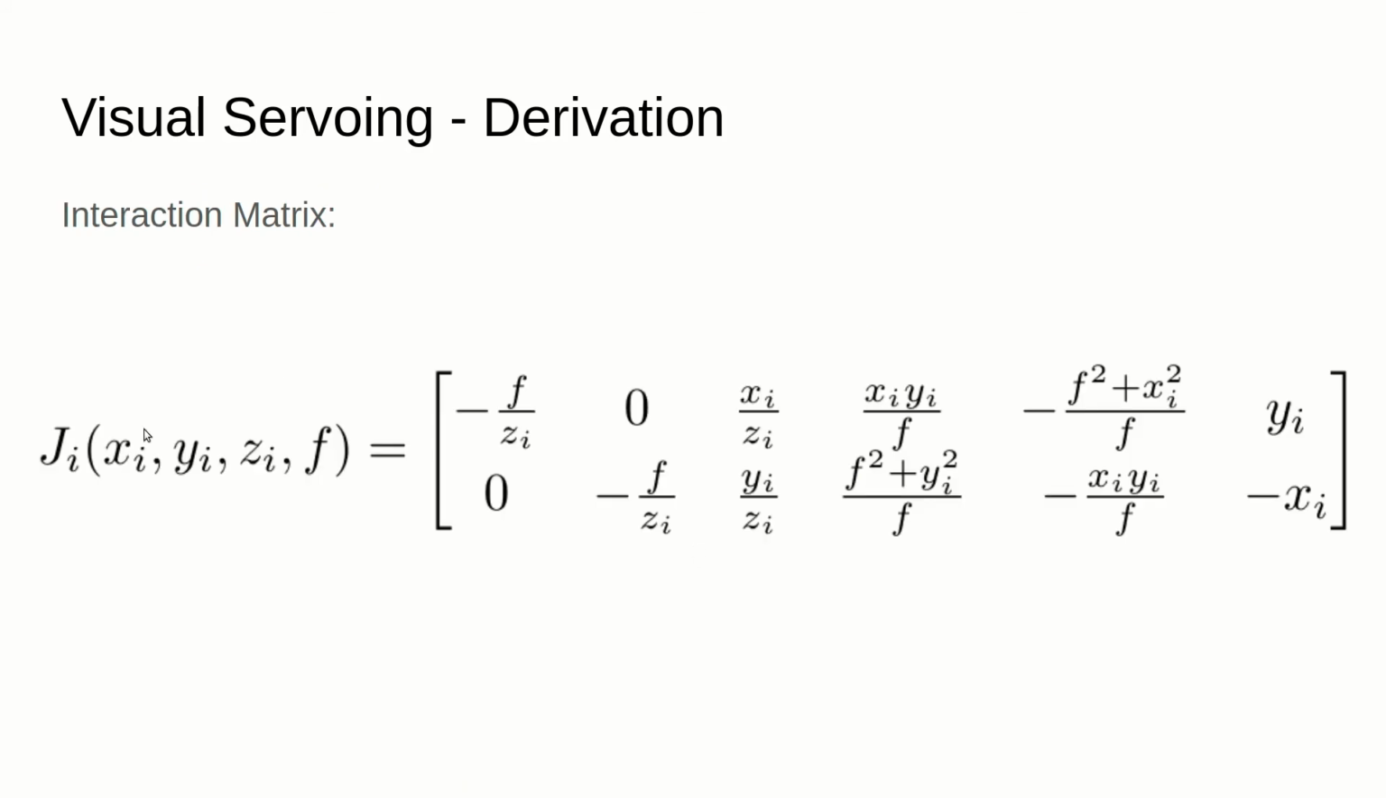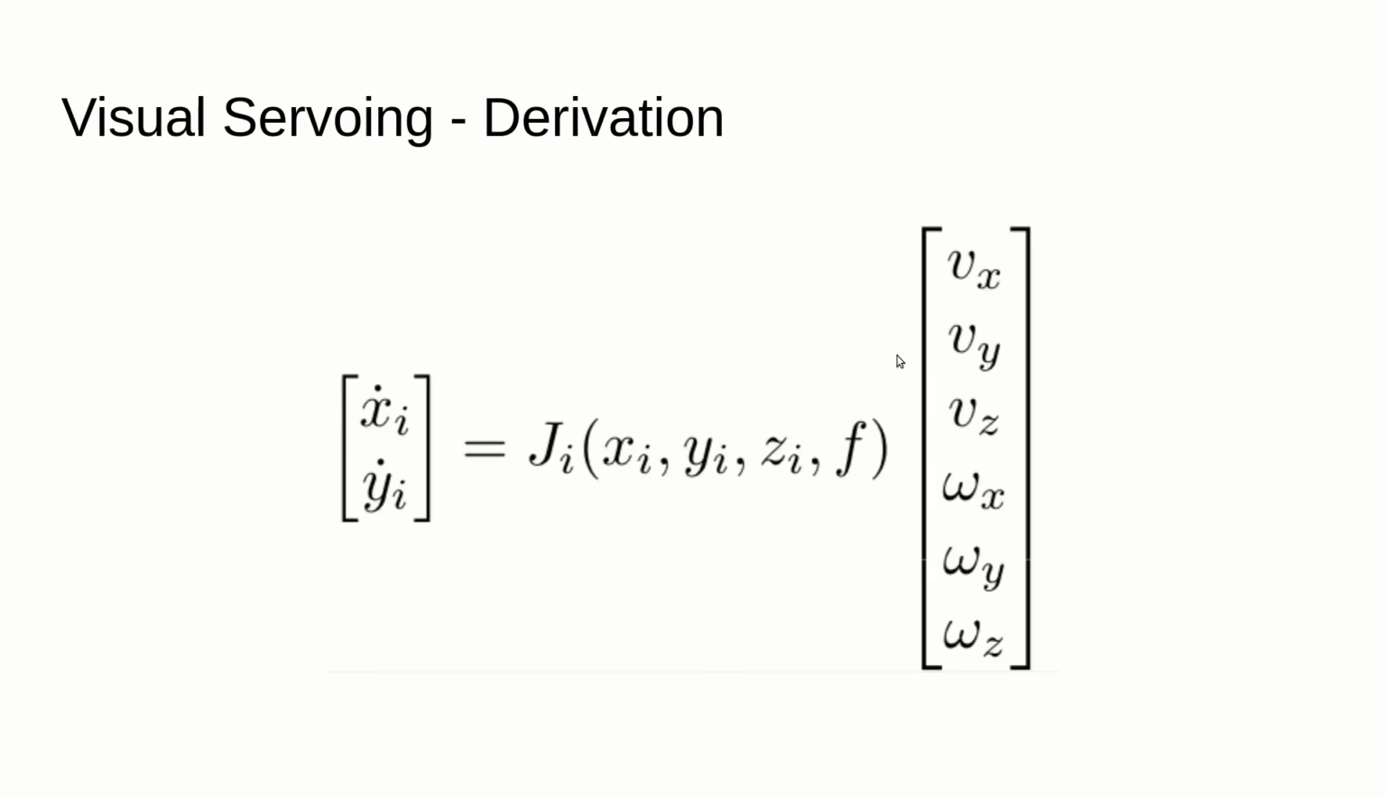An interaction matrix is really the meat of visual servoing. And it's defined as follows. It uses the xy coordinates from our features as before, but it also involves the depth of that feature in the world, in the camera frame. We'll talk about how to get that, and then the focal length of the camera right here. This interaction matrix is just a Jacobian that defines the interaction between a camera's velocity and angular velocity to the pixel or the feature's velocity that we're observing.